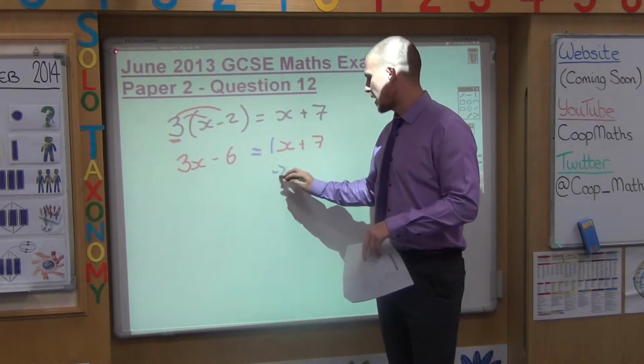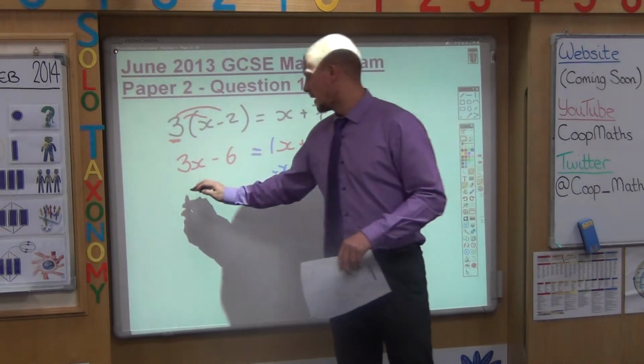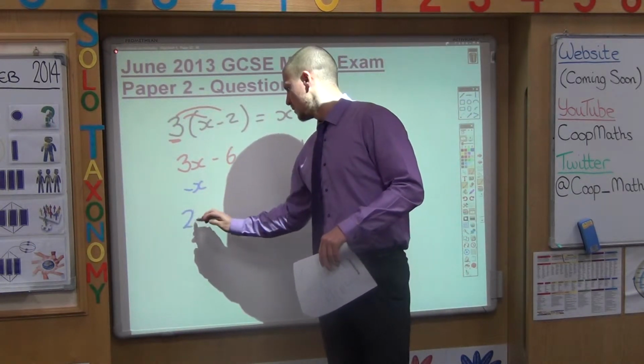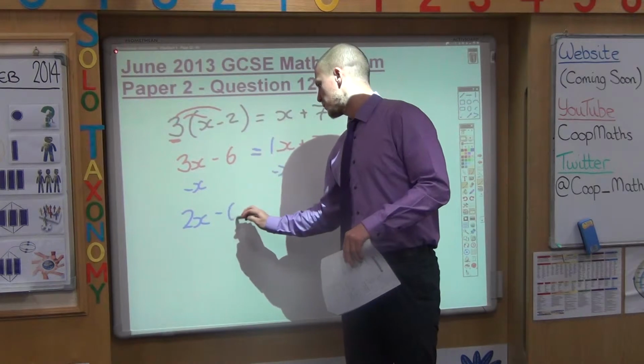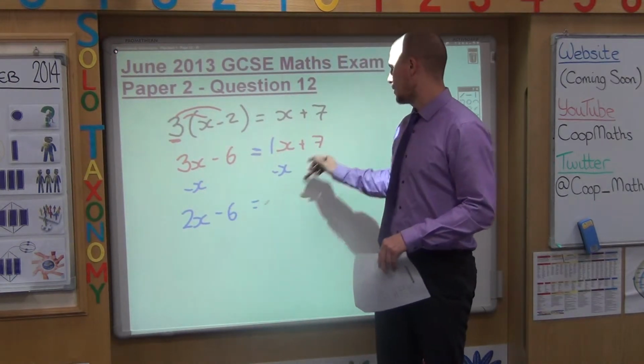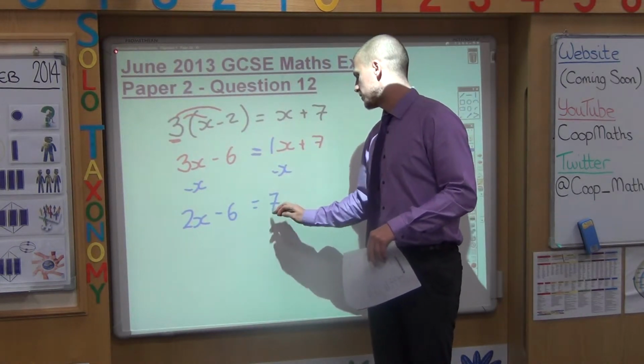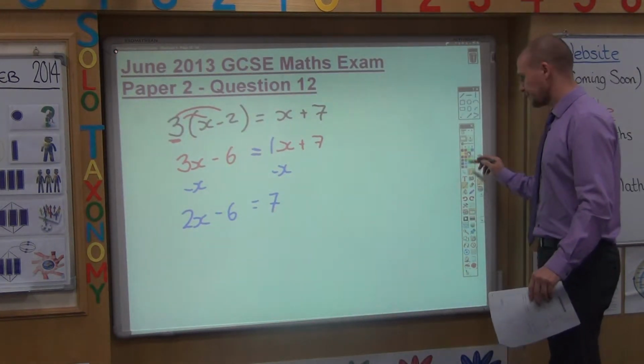So I will take that x away to get rid of it. Have to do the same over here, leaving me with 2x. We're still left with take away 6. That's now gone, and we have 7 plus 7 on that side.